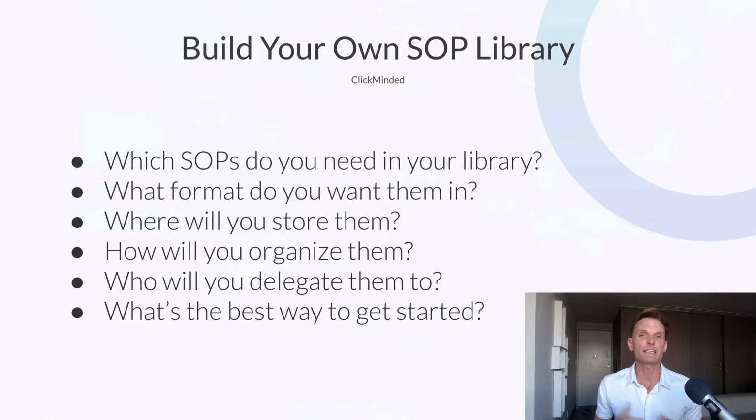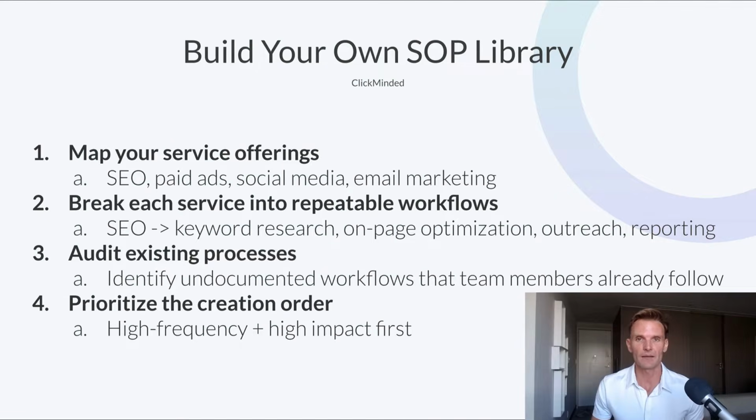So first up, which SOPs do you need in your library? Now, this is going to be context dependent, depending on your business. But if you're a digital marketing agency or a consultancy, or you offer some kind of service, the first thing you're going to want to do is map out your service offerings. Write them down and actually visualize what you do on a day-to-day basis for clients. SEO, paid ads, social media, email, analytics, web development, creative strategy. You want to put all of those in a bucket somewhere.